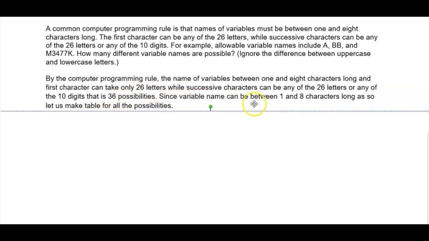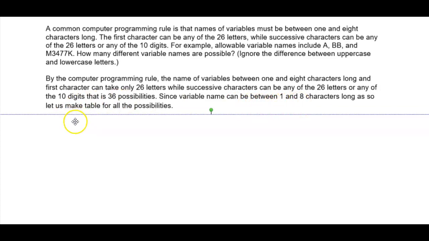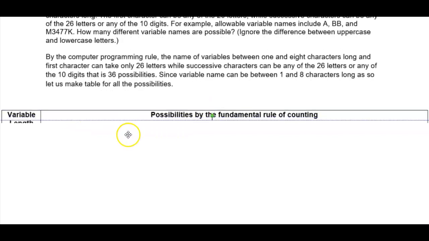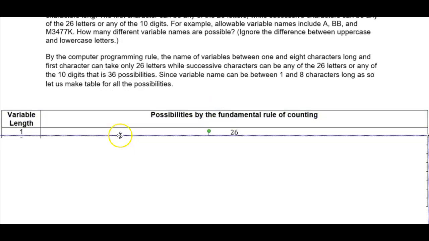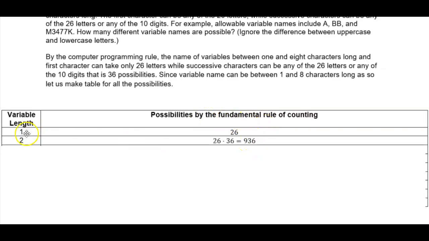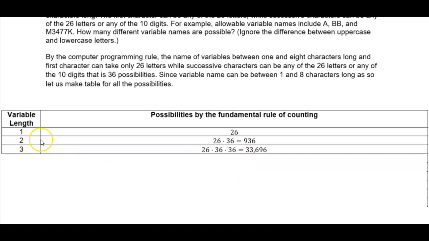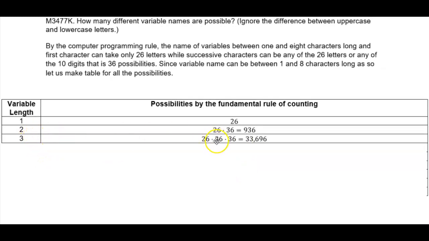Since the variable name can be between 1 and 8 characters long, let us make a table for all possibilities. If we want a variable length of 1, that's 26 letters. So the first one is 26 possibilities by the fundamental counting rule. For variable length 2, it's going to be 26 times 36, which is 936. For variable length 3, it's 26 times 36 times 36, which is equal to 33,696.